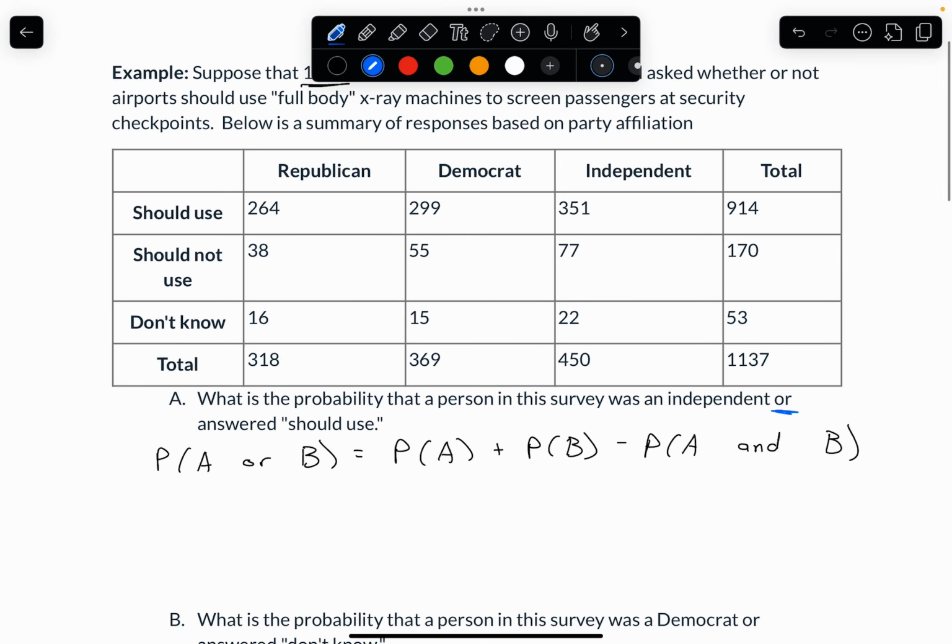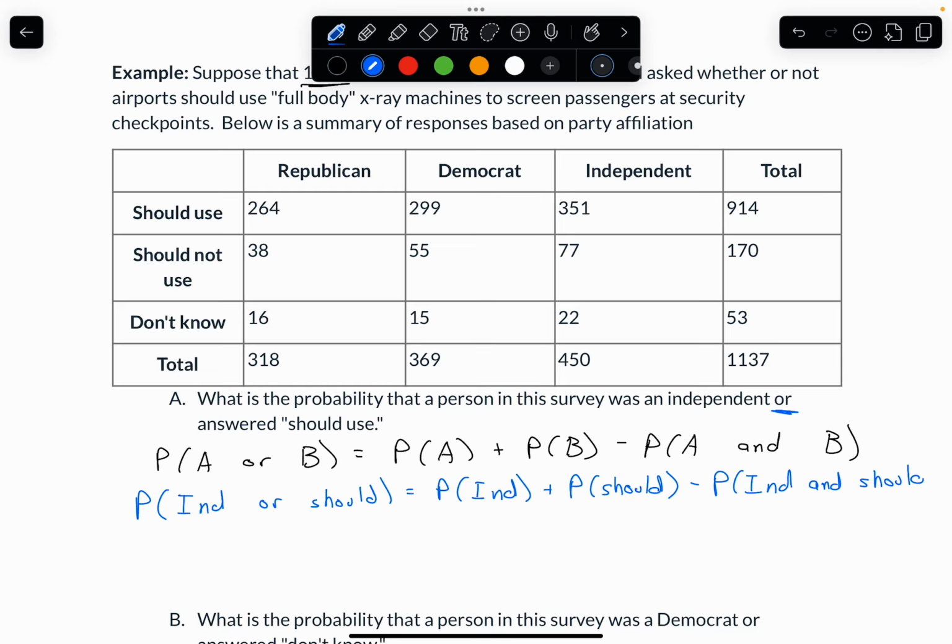So in this problem, let's call event A independent. The probability that they were independent or said that they should use it is equal to the probability that we select an independent plus the probability that they said we should use it, minus the probability that they were an independent and said we should use it. If we can find these three things, then we just have a little bit of addition and subtraction to do, and we'll have our answer.